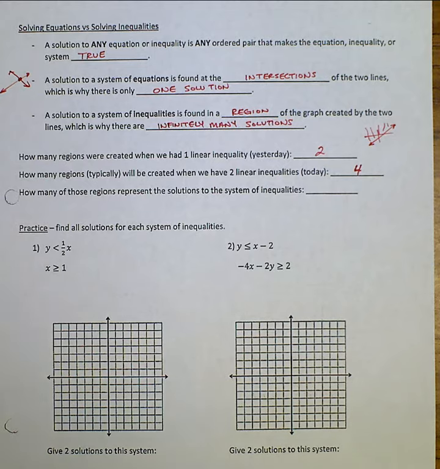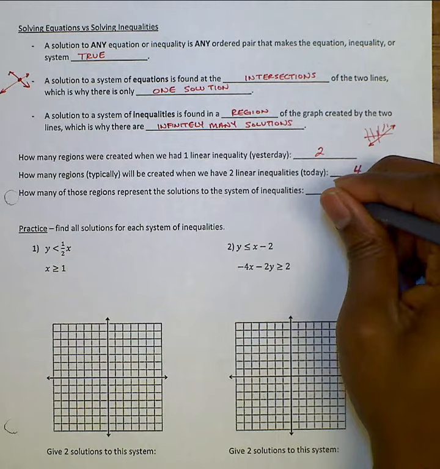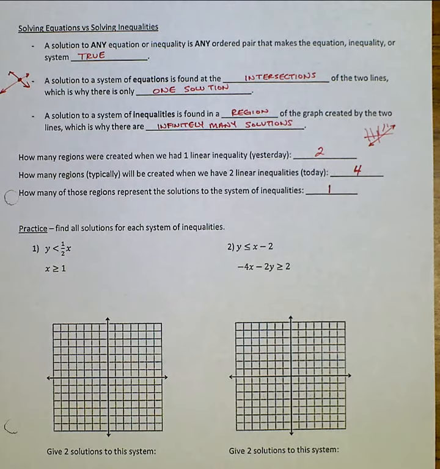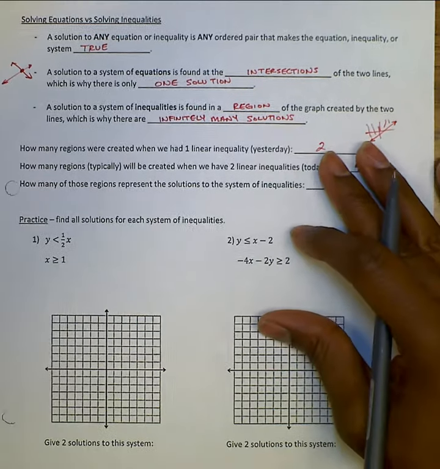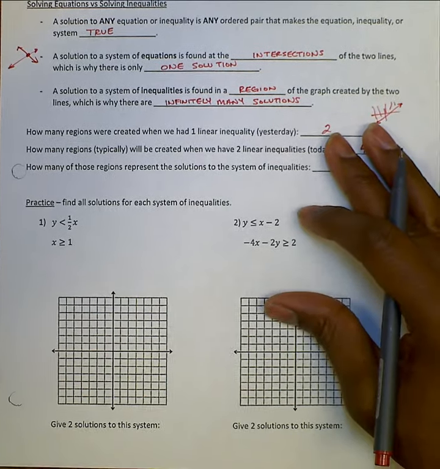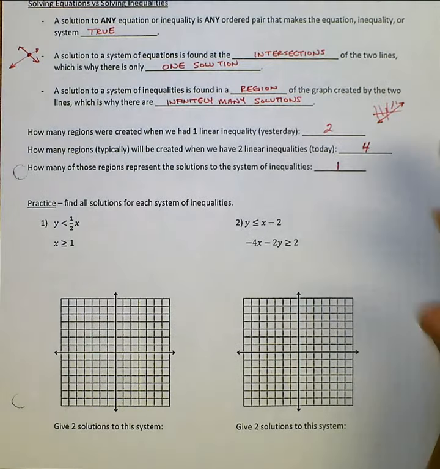And how many of those regions represent the solutions to the system of inequalities? The answer will be 1. We'll look at that as we go through these examples at the bottom of the page. So nothing really changes in what we need to do, outside of the fact that we need to do 2 inequalities on the same graph.